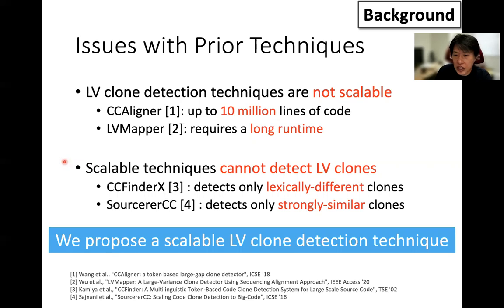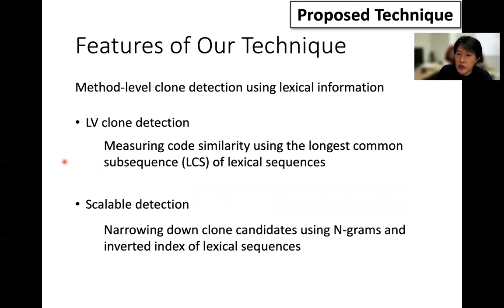So we propose a scalable large variance clone detection technique. In this research, we propose a method-level clone detection technique using lexical information. To detect large variance clones, our technique measures code similarity using the longest common subsequence of lexical sequences. To realize scalable detection, our technique narrows down clone candidates using n-grams and an inverted index of lexical sequences.